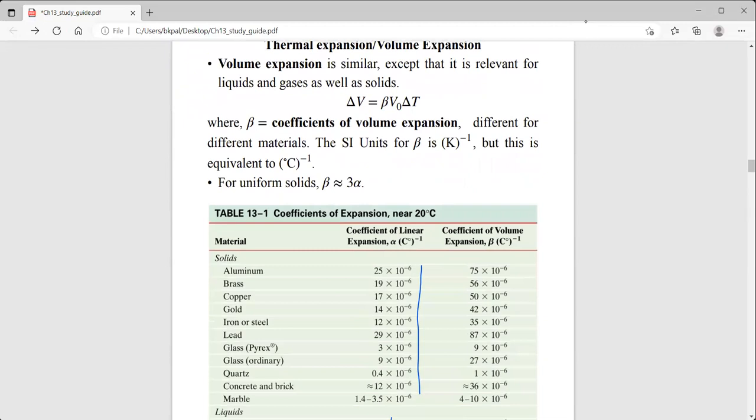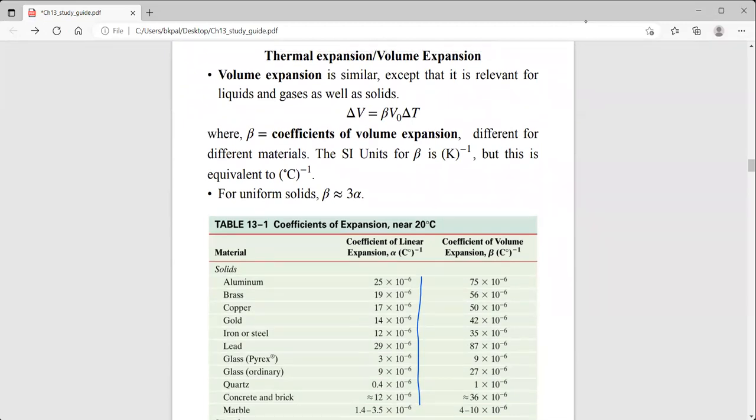So what is the volume expansion? It's very similar. Earlier we had delta L, now it is delta V, and delta V tells us how much it expands or how much it contracts, but in volume, not length. Delta V is the change in volume, V0 is the initial volume, and delta T is the change in temperature. Similar to alpha, here it is beta, and beta is the coefficient of volume expansion. Alpha was the coefficient of linear expansion, beta is volume expansion.